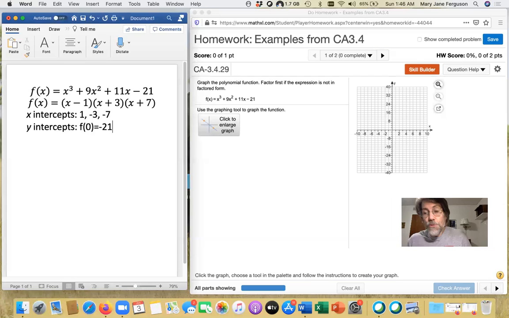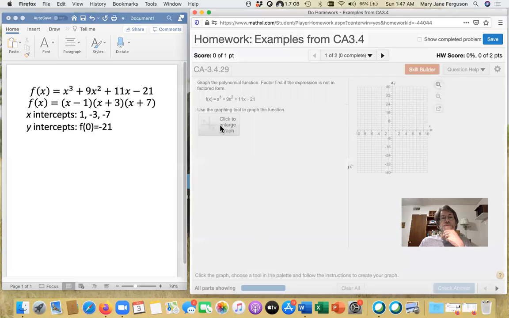Now, this is all very fortunate because this particular graphing tool for graphing polynomials of degree 3 requires you to know 4 points on the graph. We've got 3 x-intercepts and we've got a y-intercept. So that's going to be good enough. Let's see how this works. Click on this icon here that says click to enlarge the graph.